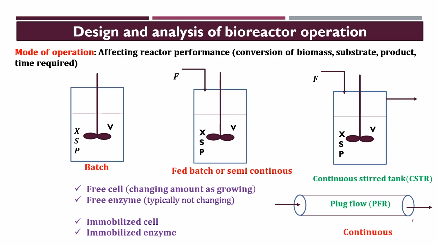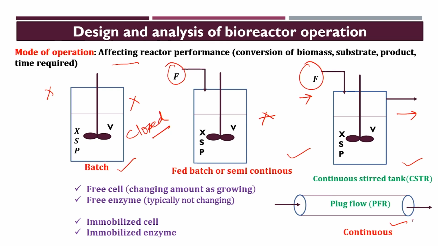Now, next, what are the different modes of operation? Batch, fed batch and continuous. One more is the plug flow. Batch means there is no inlet, no outlet. In the fed batch there is inlet, but there is no outlet, and in the continuous mode both the inlet as well as outlet are there. So, this is the major difference between batch, fed batch and continuous. Batch is, you can say, a closed system.